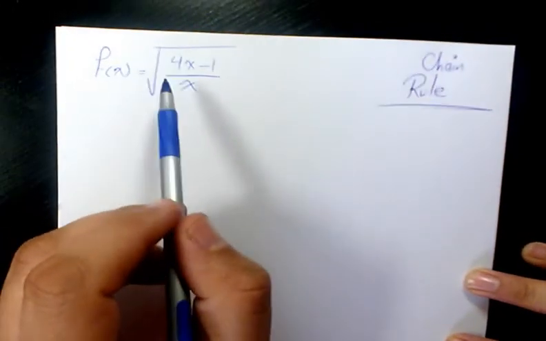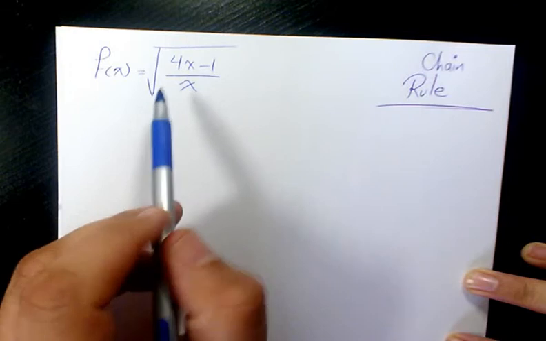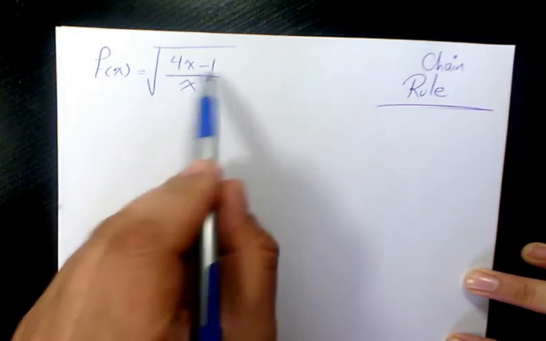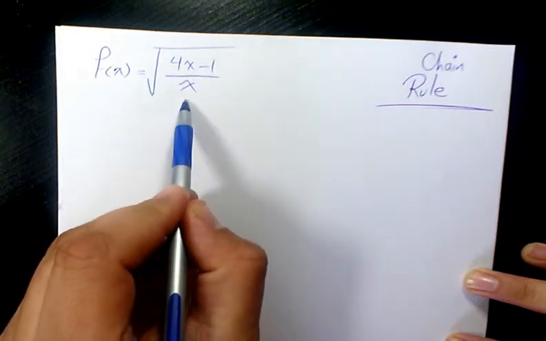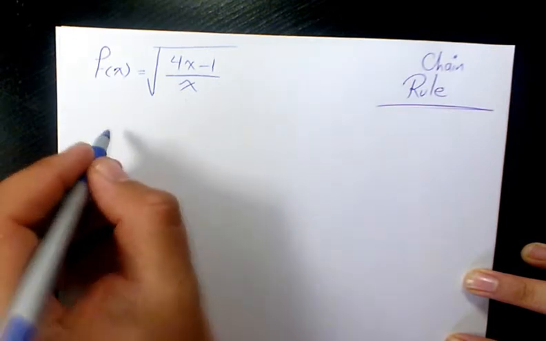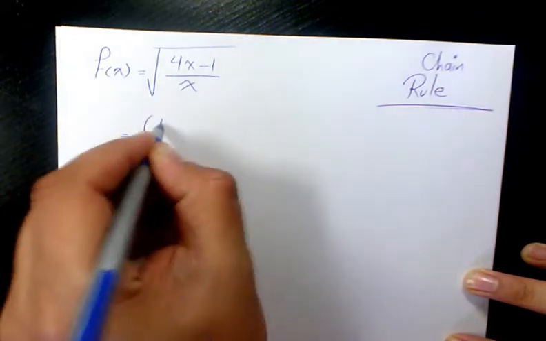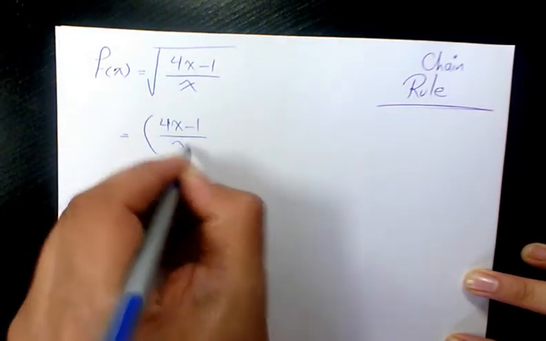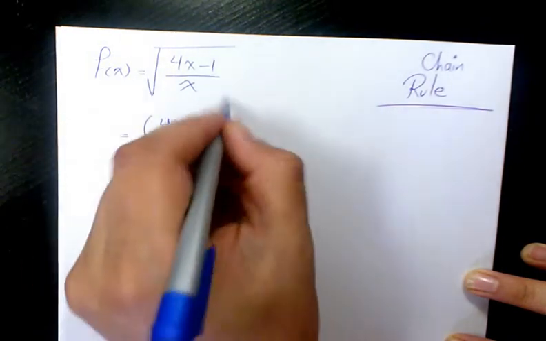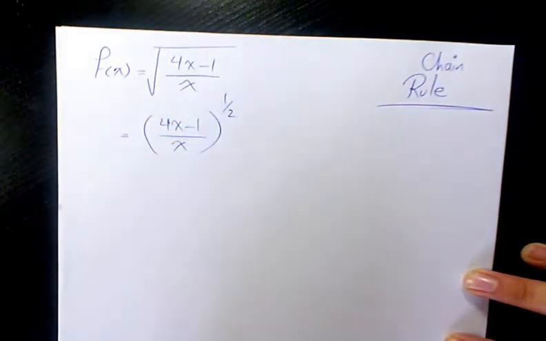Welcome to another video. In this video I want to show you how to find the derivative of the square root of (4x minus 1) divided by x. So what we need to do, first of all, we can say (4x minus 1) divided by x. Instead of square root, I can say to the power of 1 over 2.